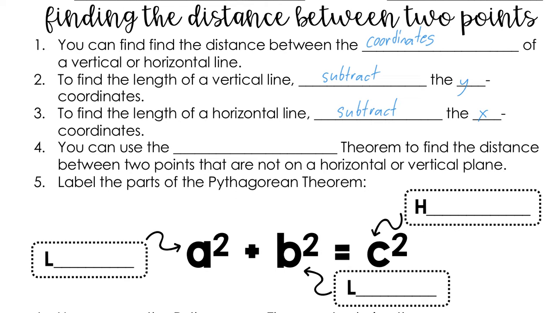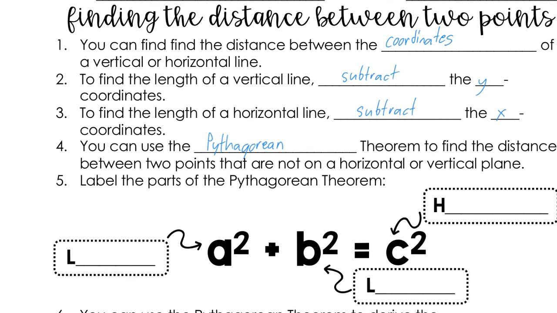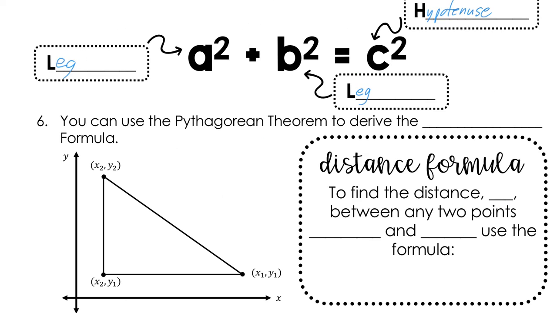You can use the Pythagorean theorem to find the distance between 2 points that are not on a horizontal or vertical line. So first, let's label the parts of the Pythagorean theorem. You have a squared and b squared are your two shorter sides, or your legs, and c squared is your longest side, your hypotenuse. Now that we know our Pythagorean theorem, we're going to use that to derive the distance formula.